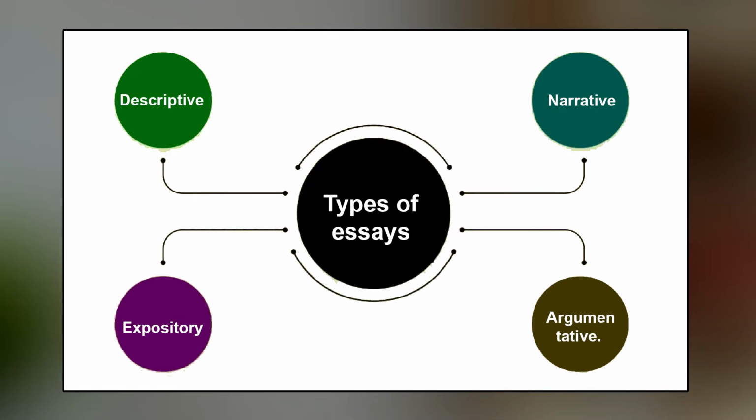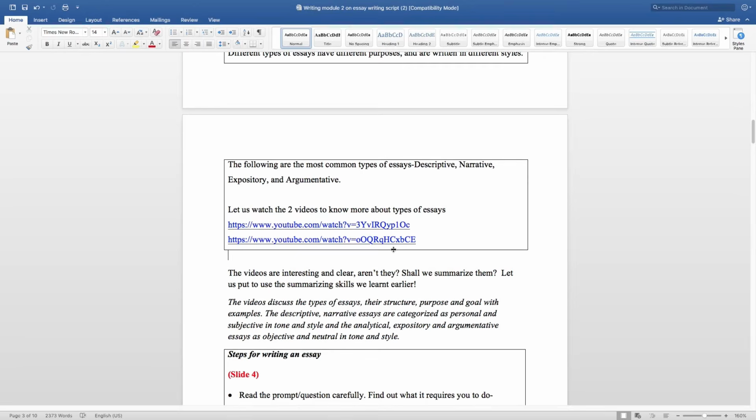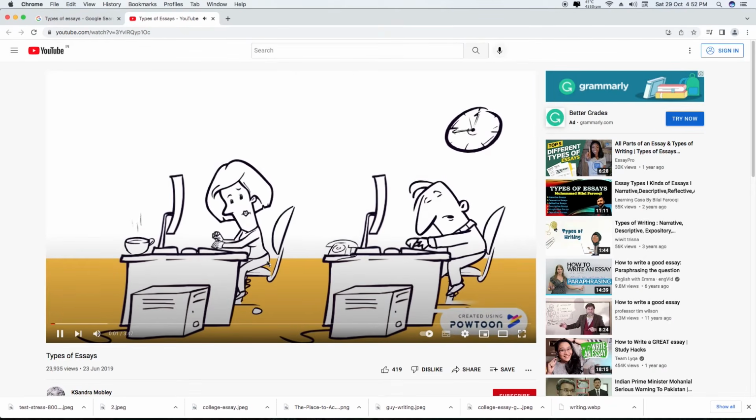Now, there are different types of essays and they have different purposes and are written in different styles. The following are the most common types of essay: descriptive, narrative, expository, and argumentative. Now, I have two videos for you to watch. They will tell you more about the different types of essays. So, can you just go open the link and watch the two videos?